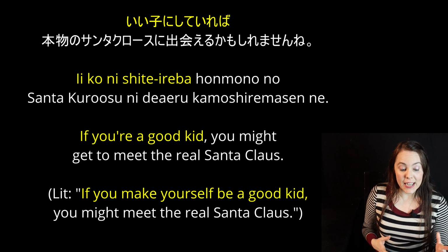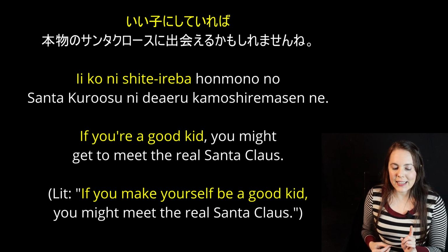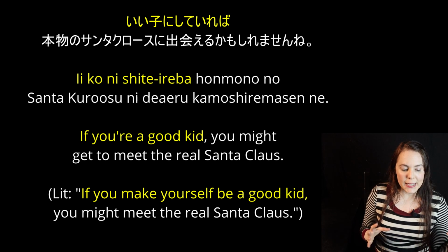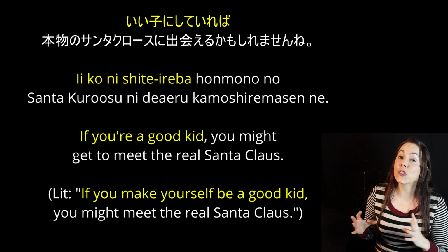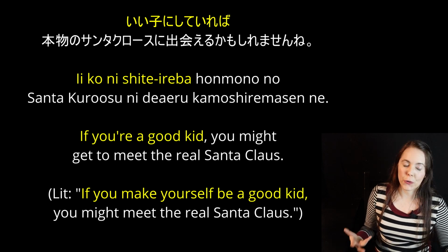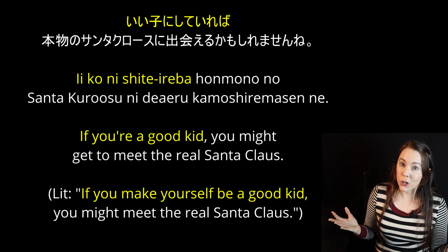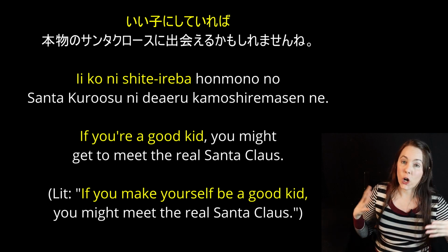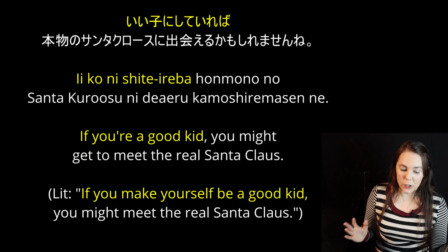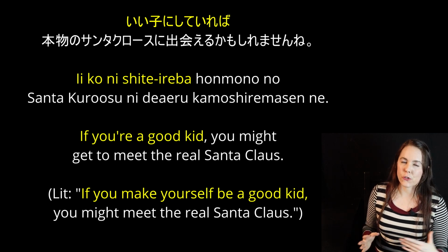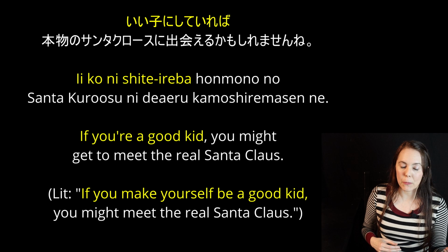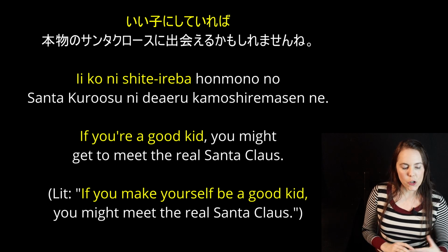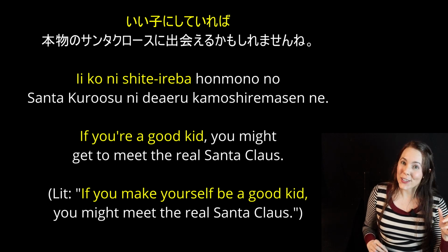Here's a longer sentence. いい子にしていれば本物のサンタクロースに出会えるかもしれませんね. So, いい子にしていれば. So, いい子にする is to be a good girl or a good boy or a good kid. So, if you're good, していれば, if you're good little girls and boys, 本物のサンタクロース. So, 本物の is the true, the real, genuine, the real Santa Claus に出会える to meet somebody かもしれません maybe ね. So if you're a good kid, you might get to meet the real Santa Claus.